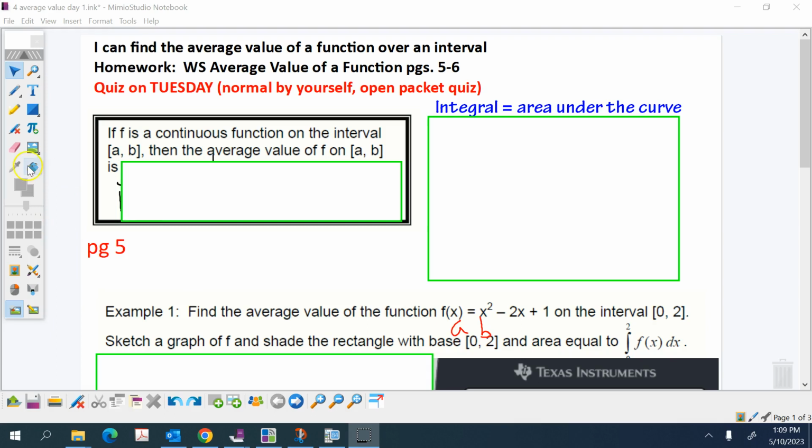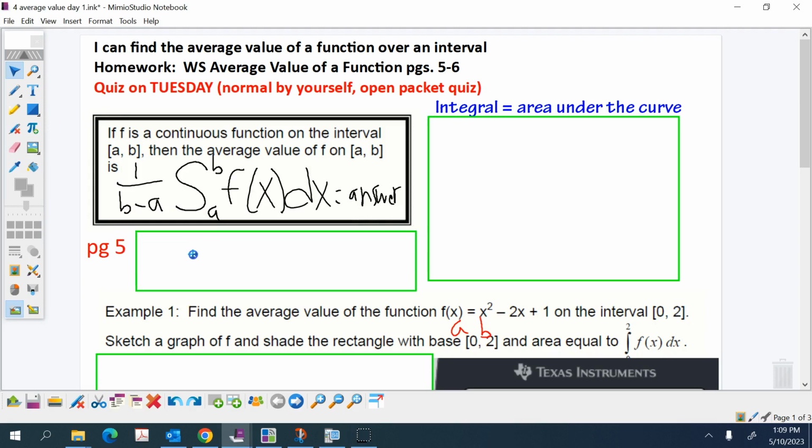So in our first box, we have the formula that you need to pause and write down. If f is a continuous function on a given interval, a through b, you're used to this, then the average value, in your mind, you're saying height, height, height. The average value is the height of the function on that interval, and here's the formula.